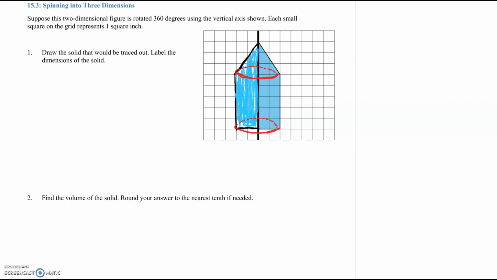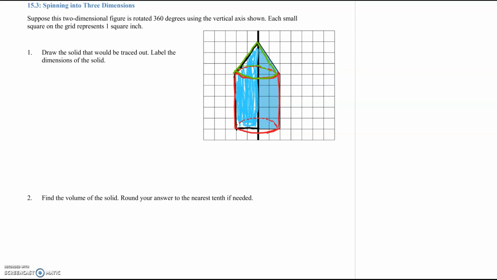So there you go. And if you look, notice what we have here is we have a cylinder on the bottom, and I'll outline that in red. There's a cylinder, and on top of that cylinder is a cone, and I will outline the cone kind of in green here. So there's our cone, and we have a cone and a cylinder. So we want to label the dimensions of this solid.